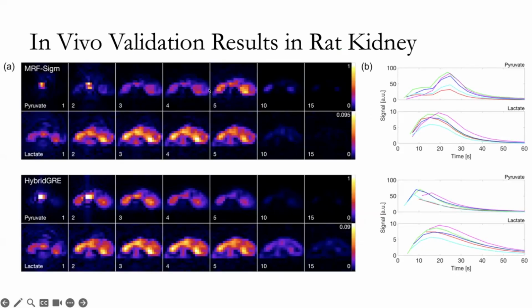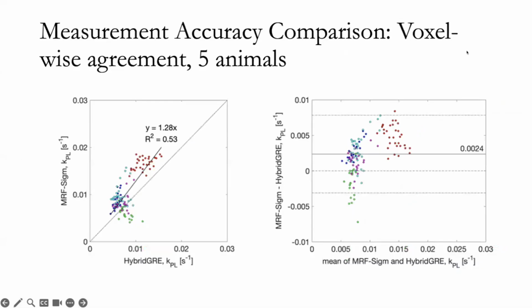This work was validated in rat kidney on our clinical systems, but using a preclinical setup. This is work done again by Anna Bennett, comparing our sigmoid-based approach with the hybrid bSSFP-based approach on the bottom here. These are the dynamic time point images and the signal evolutions on the right here. If we look at a voxel-wise comparison, we see a nice inter-method agreement between the two.